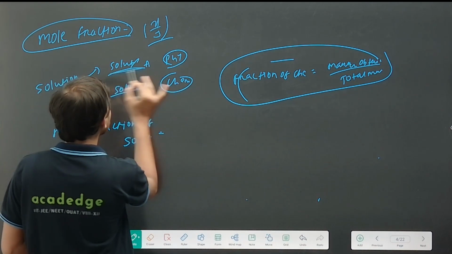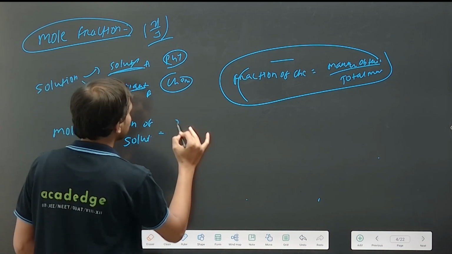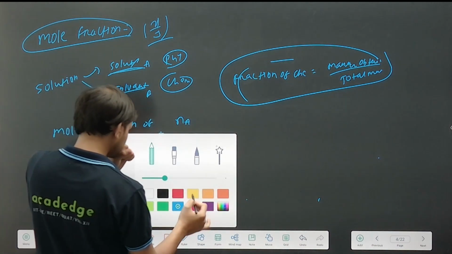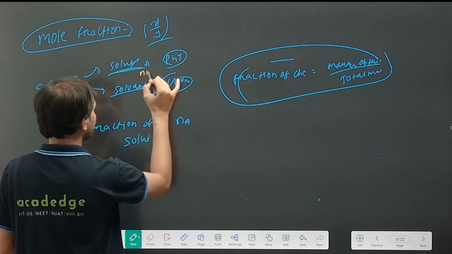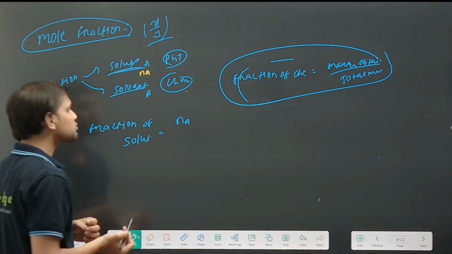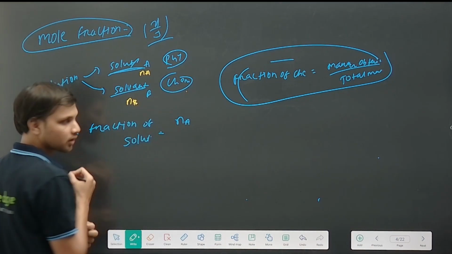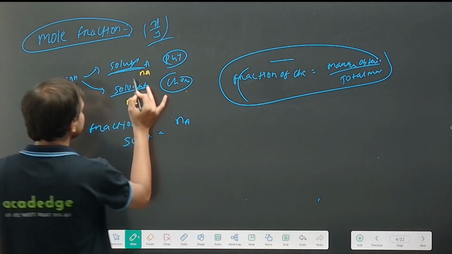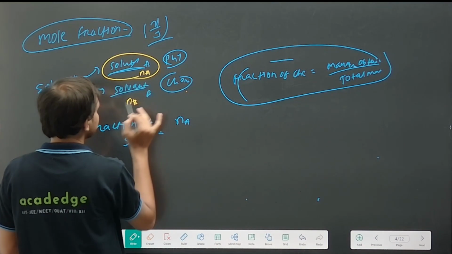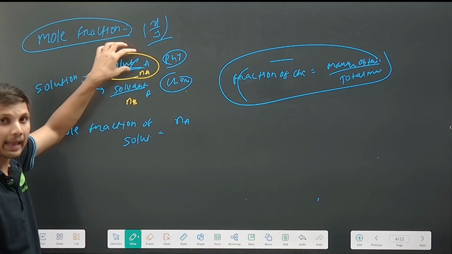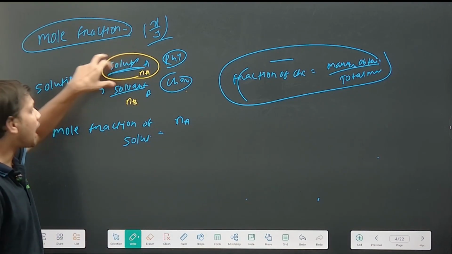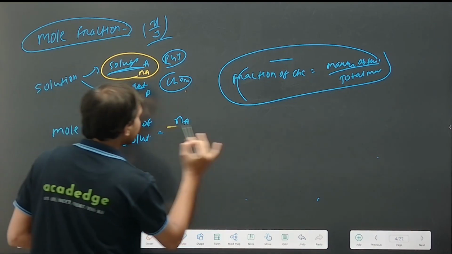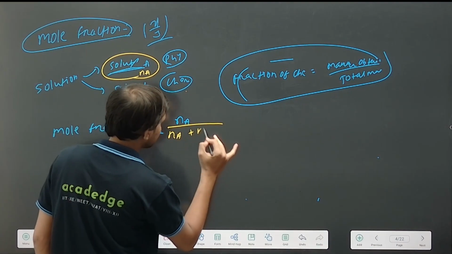Let's suppose the number of moles of solute in the solution is Na, and the number of moles of solvent in the solution is Nb. If I want to calculate the fraction of the solute, I take how many moles of solute A are present out of the total number of moles of the solution. So I can write it as Na by Na plus Nb.